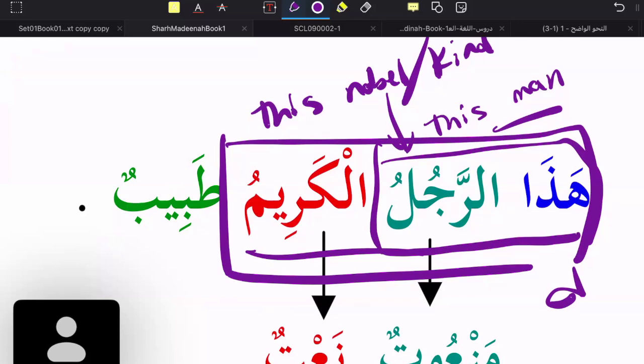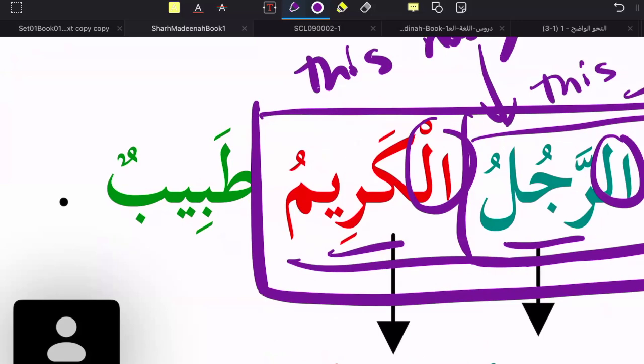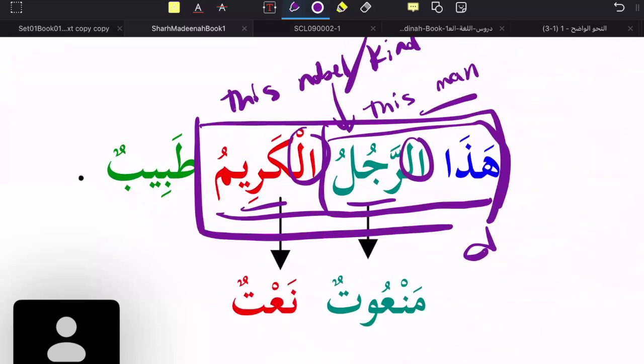So we say rajul is alif lam. We need our adjective also to be alif lam, meaning definite. And rajul is masculine, Karim is masculine, and everything else checks out. Now, if we were to say هذه المرأة or هذه البنت, what would we need to do? We needed to say كريمة الكريمة. We had to add ta marbuta. Okay, so make sure you understand this concept.